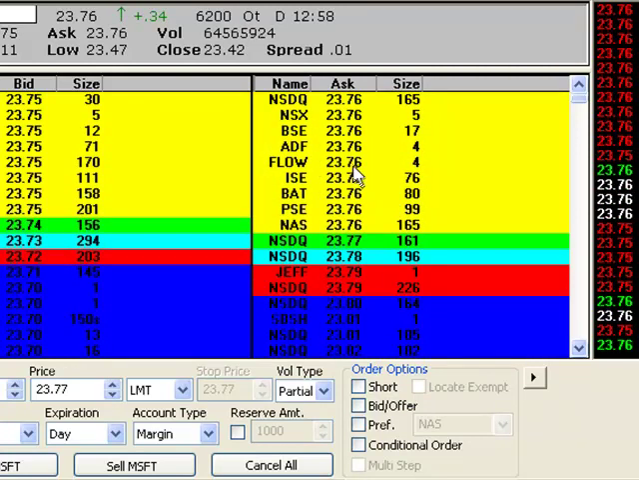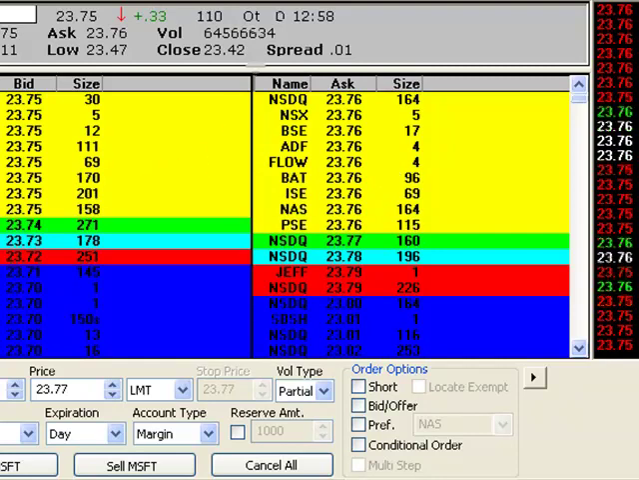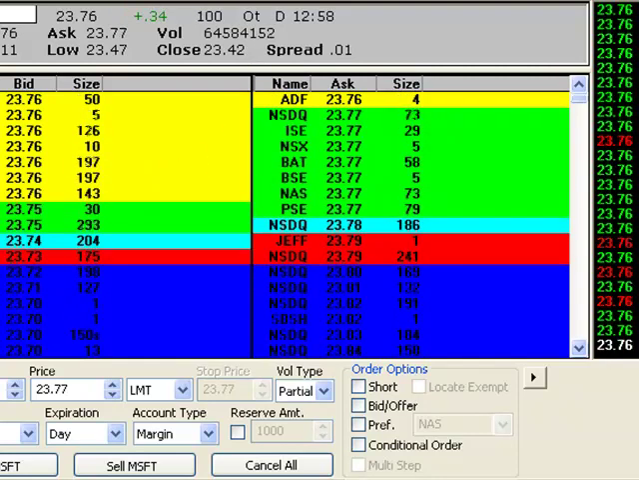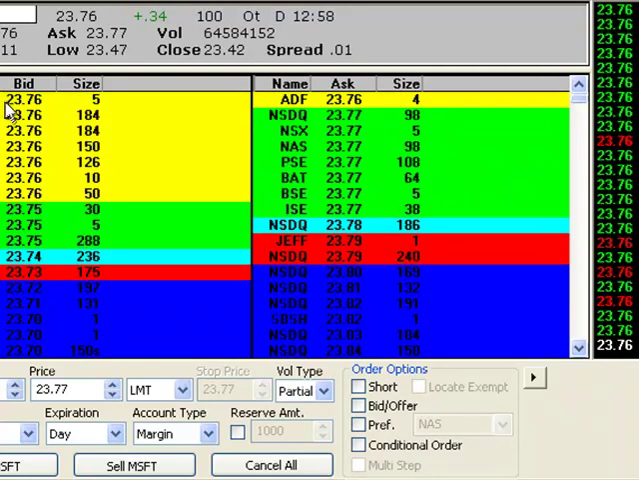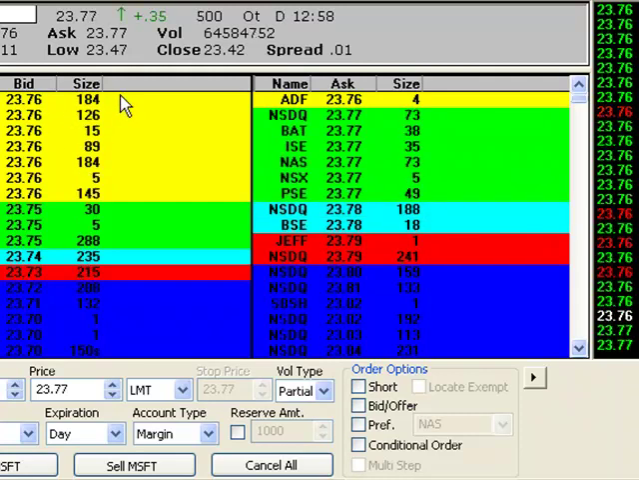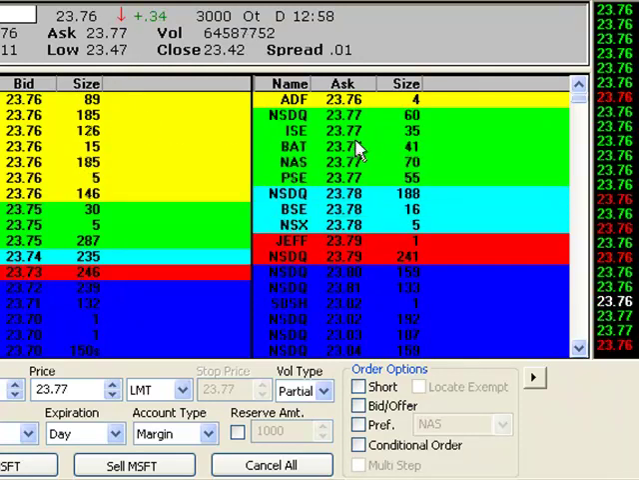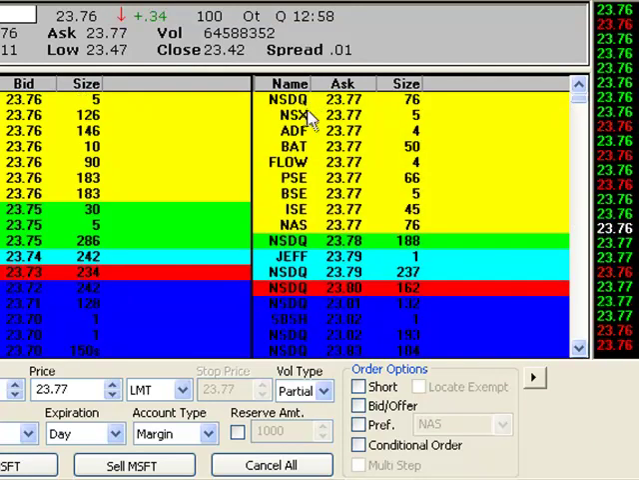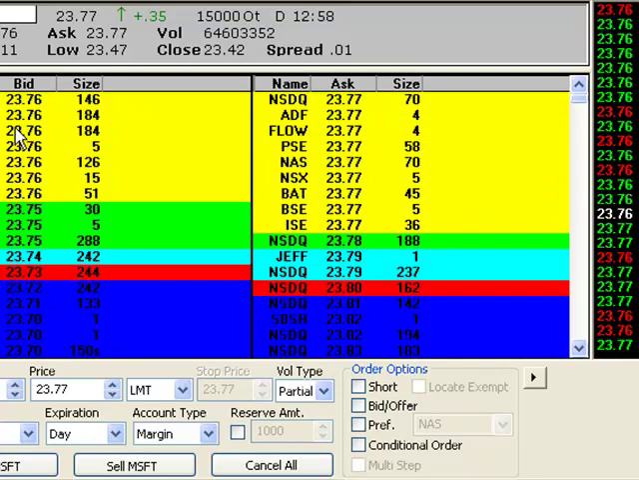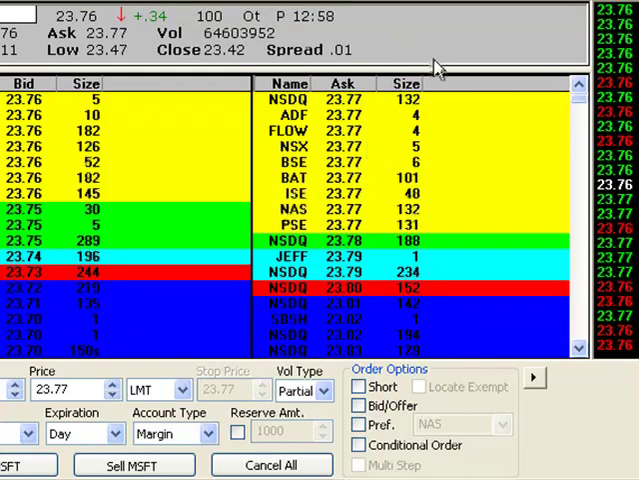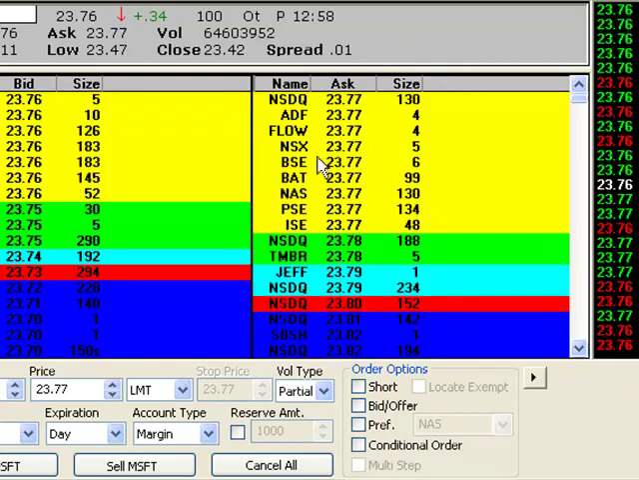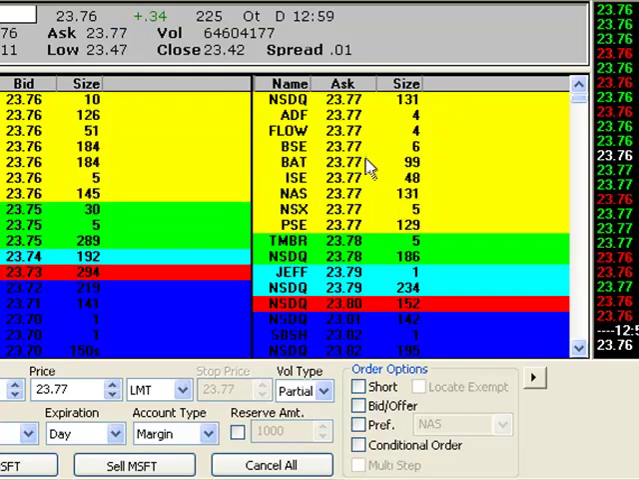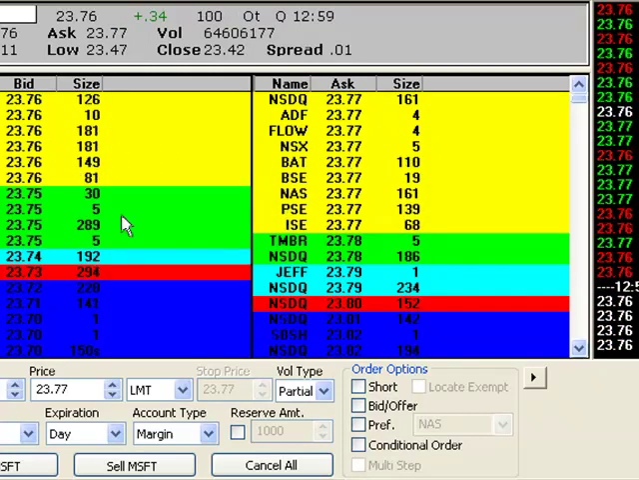This is the inside market for this stock. This is Microsoft we're looking at right now: $23.76 bid, $23.77 offered. You can see that sometimes you get an order stuck in the Level 2 screen, but it just disappeared. So it's 76 cents bid, 77 cents offered. If you put a market order in to buy Microsoft right now, you would pay $23.77.